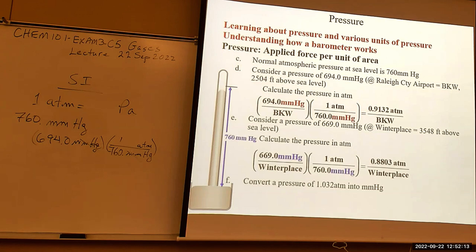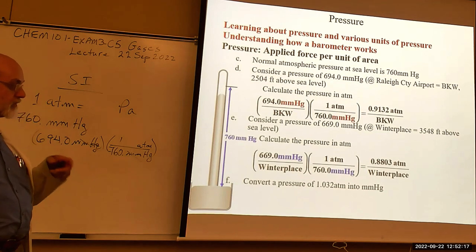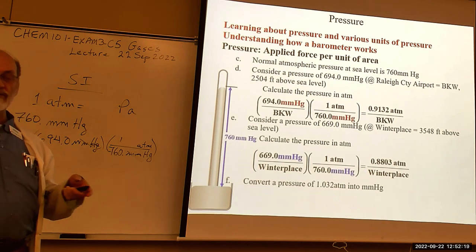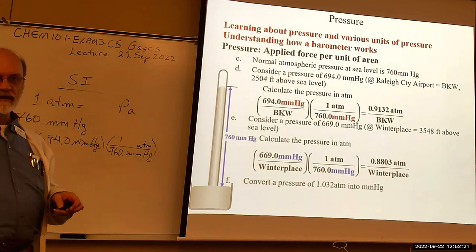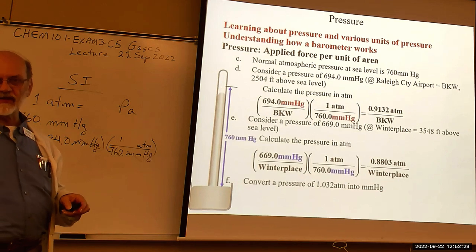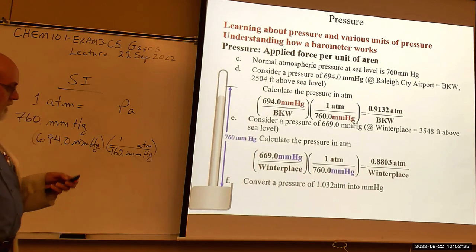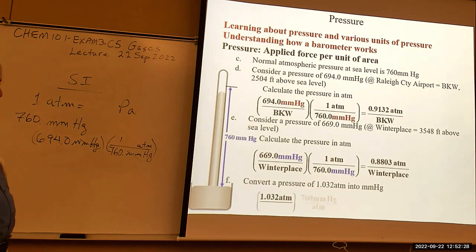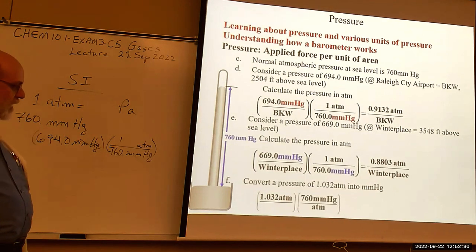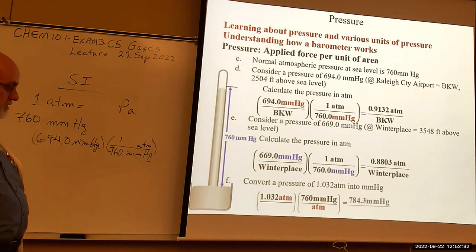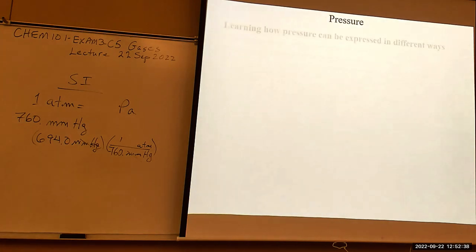Okay. You can go the other direction, right? If you have 1.032 atmospheres, which would be someplace probably below sea level, maybe the Dead Sea or Death Valley, I think is below sea level, you can get a value that's higher than one atmosphere. And that would be converted to millimeters of mercury, 784, which is greater than 760. So it makes sense.